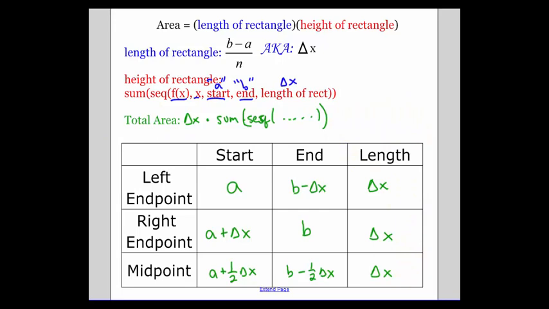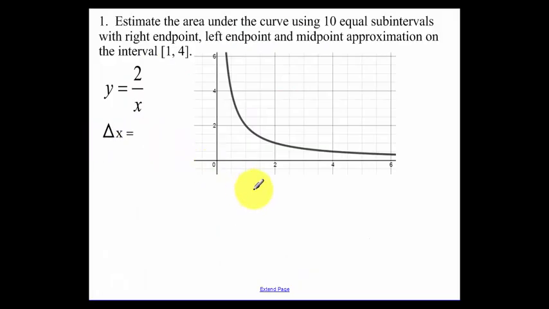Okay, so first example. Estimate the area under the curve using 10 equal subintervals, right endpoint, left endpoint, and midpoint. I'm going to show you guys how to type this in your calculator, and the interval is from 1 to 4. Okay, so this is your function. Your delta x is b minus a over the number of rectangles, 4 minus 1 over 10, that works out to be 0.3. So for our right, which I do first just because it was listed first.